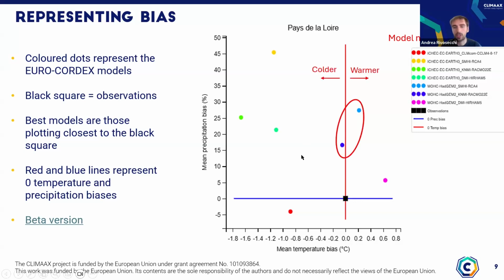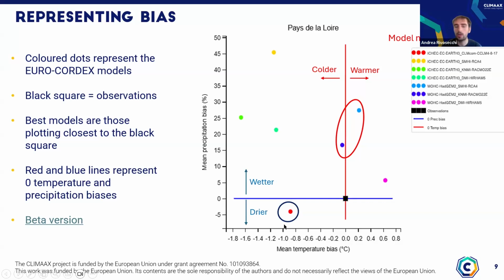So just to make this clearer, if you look at the red line, there are these two models in this case that do a pretty good job at representing temperature, since everything that plots close to this red line will have almost 0 temperature bias. And then moving to the left of the red line, you have the models that predict a colder climate than what we observe. And moving to the right, you have the models that predict a warmer climate than we think it is. The same goes with the blue line, and the blue line does this for precipitation.